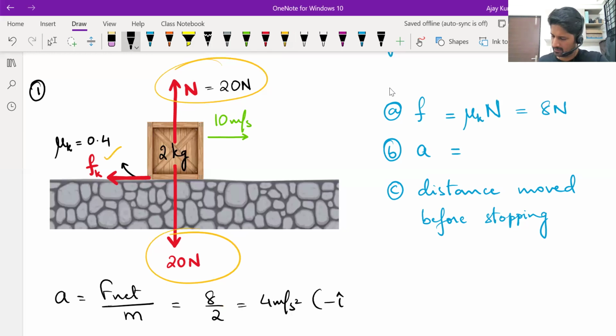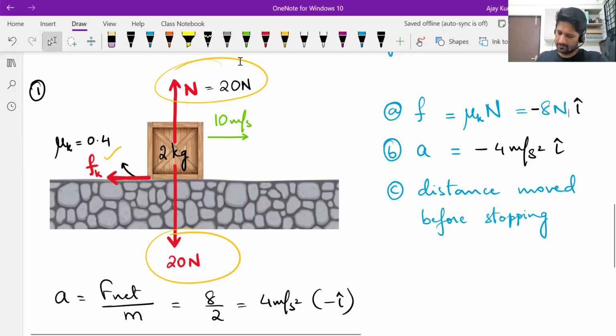So you can write it as minus 4 i cap meters per second square. Friction also, if you want, you can assign a direction to it, minus 8 Newton i cap. Okay. Now the last part of the question.